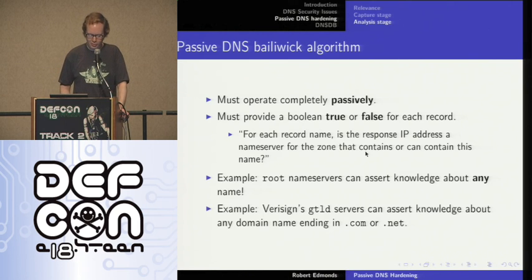For example, the root name servers can assert knowledge about any domain name and pass the bailiwick verification algorithm. And the gTLD servers, the .com and the .net servers, operated by VeriSign, can assert knowledge about any domain name that ends in .com or .net. And in fact, they did so for a short period in 2003. It's called VeriSign Site Finder.